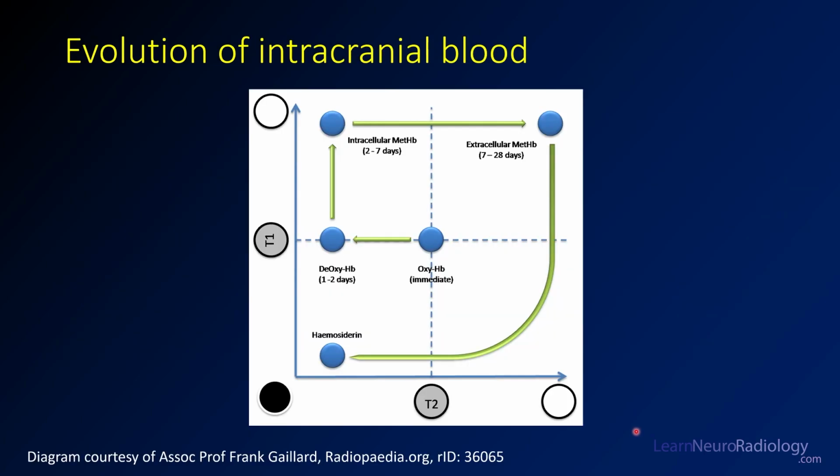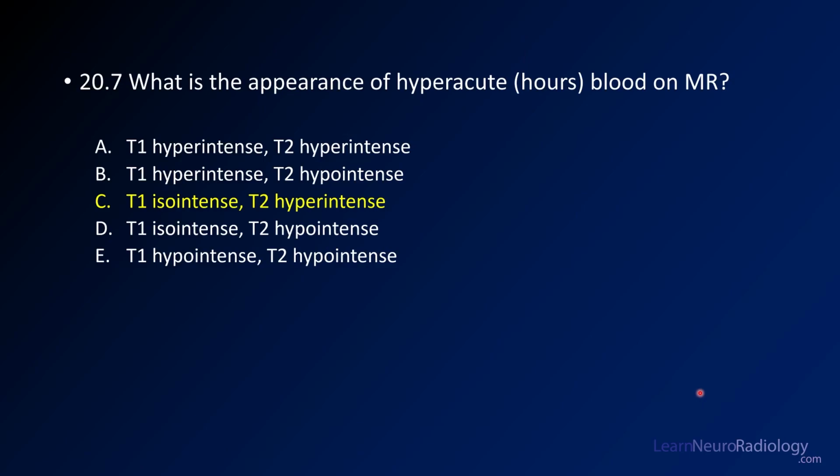You can think about this graph, which is also taken from Radiopaedia. Here you see that at the immediate time of the hemorrhage, you're T2 intermediate to bright, and then you move here to a little bit darker over time. Once you start forming methemoglobin, it goes around in this circle here. You can review that on Radiopaedia, but just think about the evolution of blood over time. So the answer is that it's T1 isointense and T2 hyperintense.